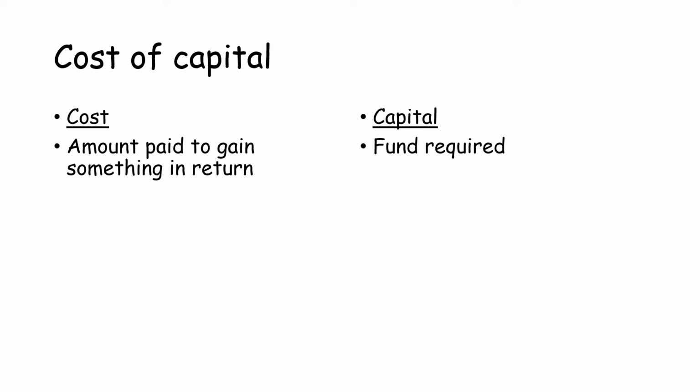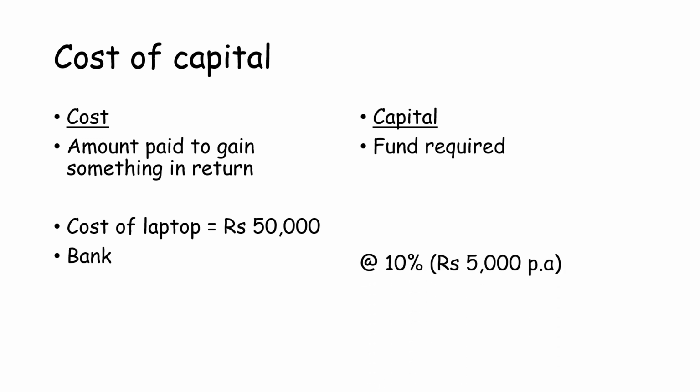Let us understand this with the help of an example. Suppose I want to purchase a laptop costing rupees 50,000. I have various options through which I can arrange the money required to purchase the laptop. The first option is bank. I approach the bank to offer me loan of rupees 50,000 to buy the laptop. The bank agrees to lend me the loan of rupees 50,000 at 10% interest per annum, which means I will have to pay rupees 5,000 as cost for the amount of rupees 50,000 lent by the bank.